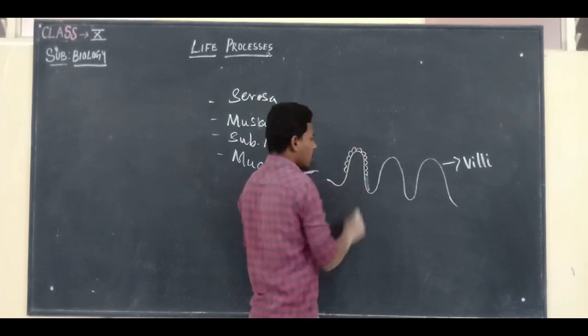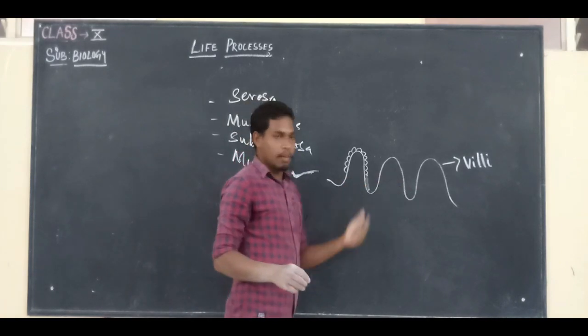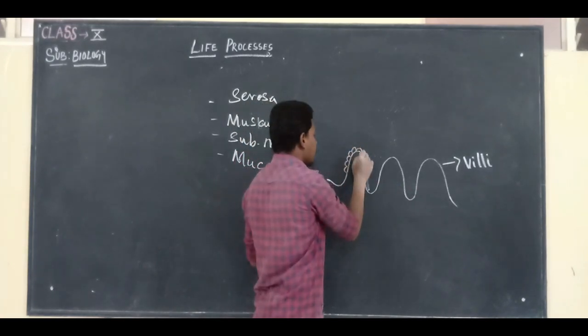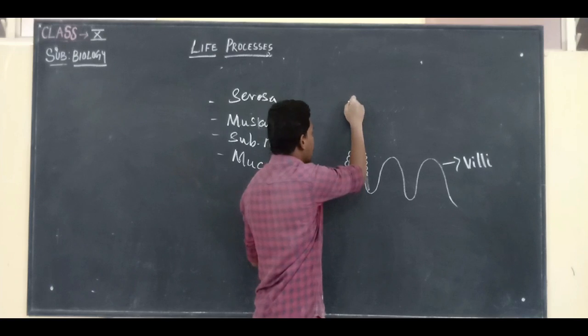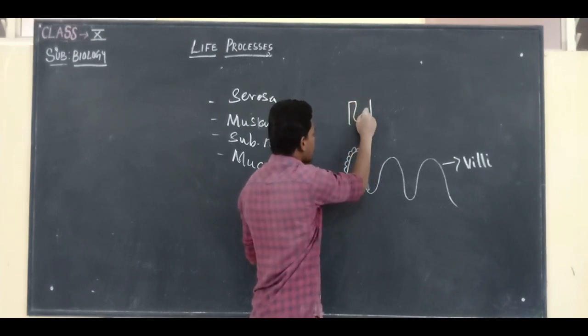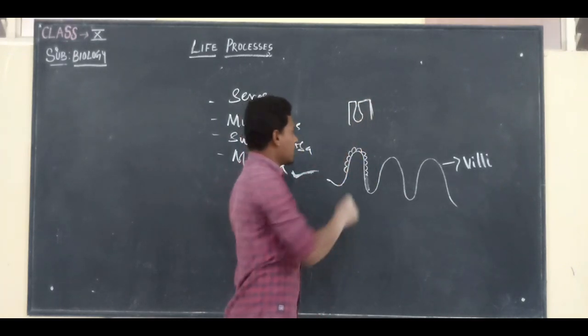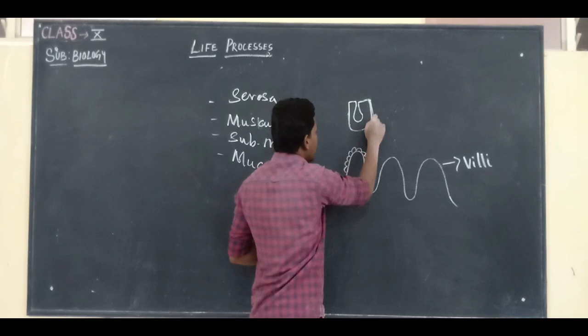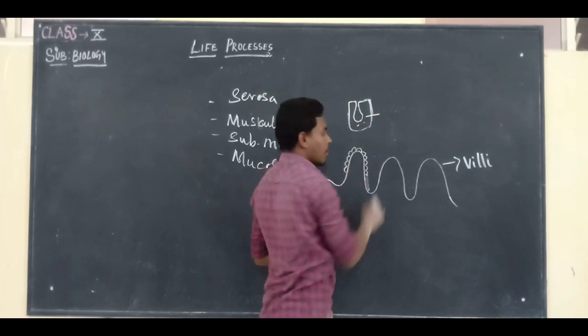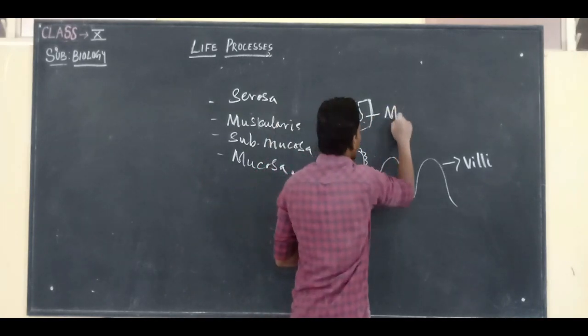Columnar epithelial cells in all the villi. These cells would have what? These cells would have goblet cells like this. Columnar means a pillar-like structure, and they would have goblet cells, and their main role is to produce what? Mucus.